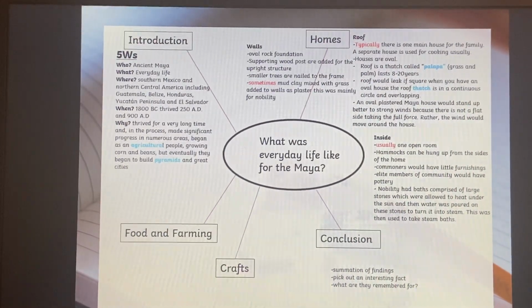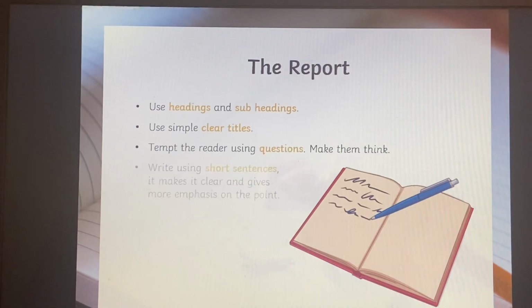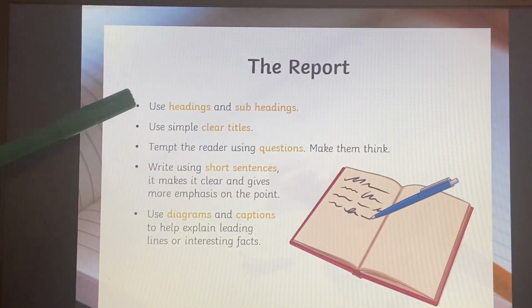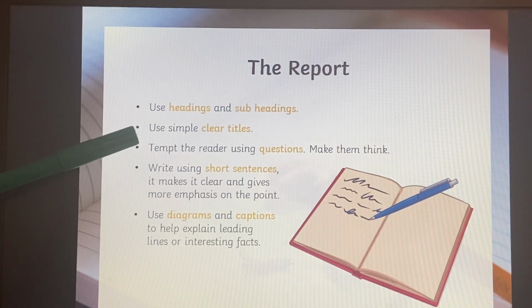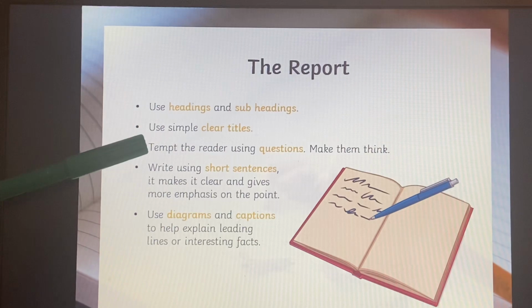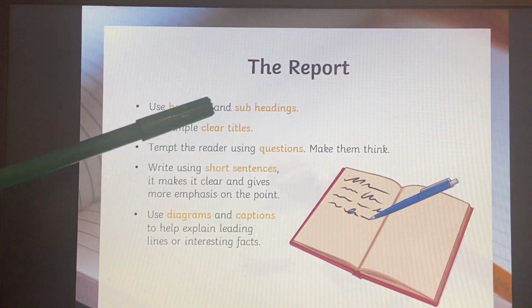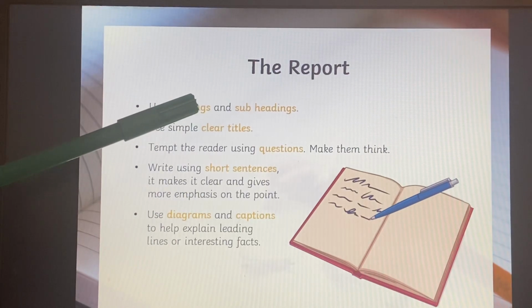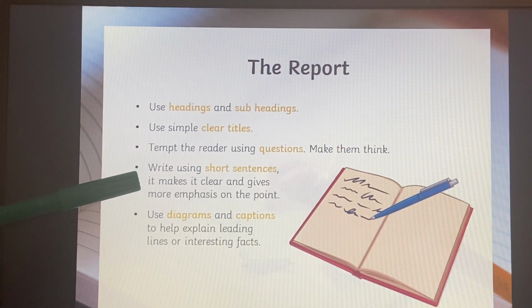Now, once I've planned my article, you need to start writing your report. And these are some of the success criteria you need to include. There should be headings and subheadings. You should have simple, clear titles. And tempt the reader using questions. So you might want to use your questions as a subheading or as a heading, and then answer it within your work. Use short sentences, make them clear and get straight to the point.